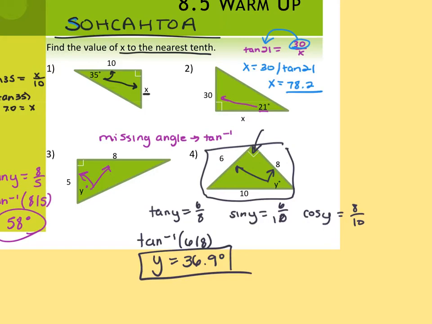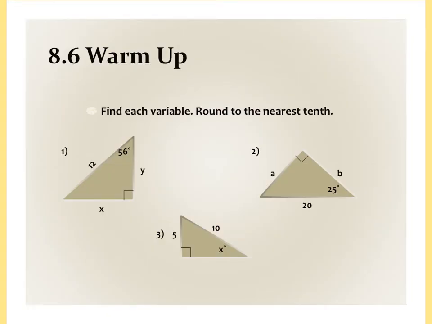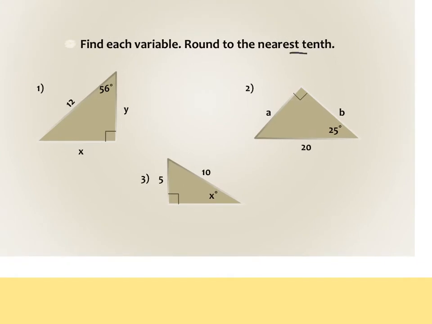Everybody good so far? Still with me? Yeah? Okay. All right, again, I'm going to write the word SOHCAHTOA at the top because we still need it. Okay, 8, 6. So now this was sine and cosine. So notice that there's 2 variables on number 1. It wants you to, and again, nearest 10th, pay attention to the rounding.